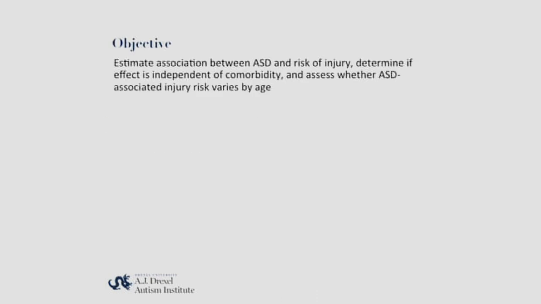So let's talk about injury. What we wanted to do here is estimate an association between ASD and the risk of injury, determine if the effect is independent of comorbidity, and assess whether ASD-associated injury risk varies by age.